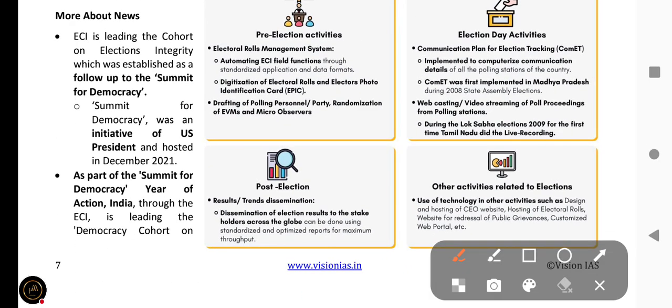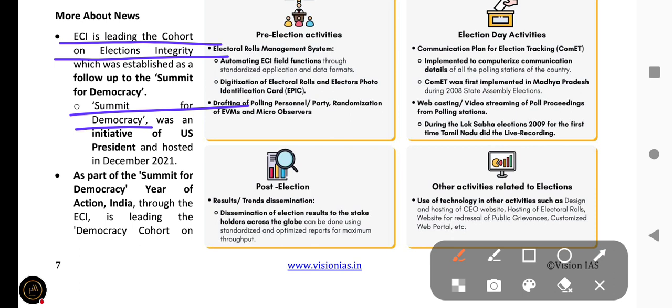And more about news related to the Election Commission of India. For the information and communication technologies, the Election Commission of India is leading the cohort on elections integrity, which was established as a follow-up to the Summit for Democracy. And the Summit for Democracy was an initiative of the US President and hosted in December 2021. Okay, so you can remember this, the Summit for Democracy.